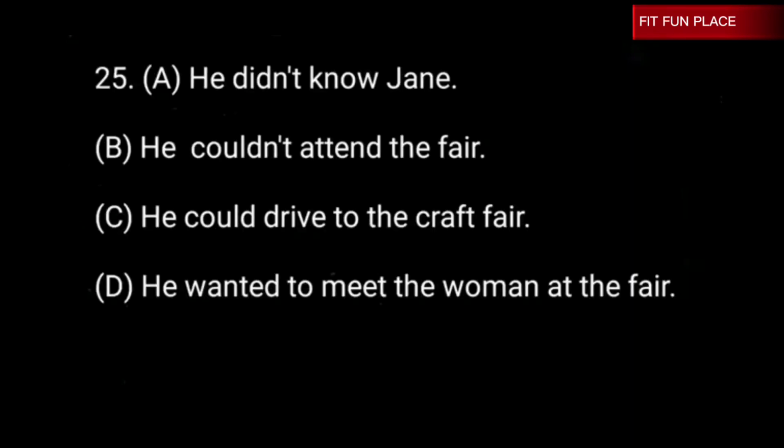Number 25. I've asked Jane if we could get a ride with her to the craft fair. So you can go after all. What had the woman assumed about the man?